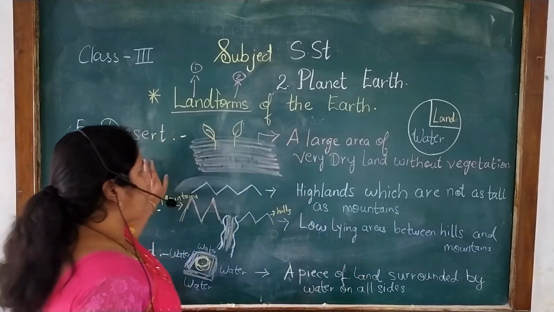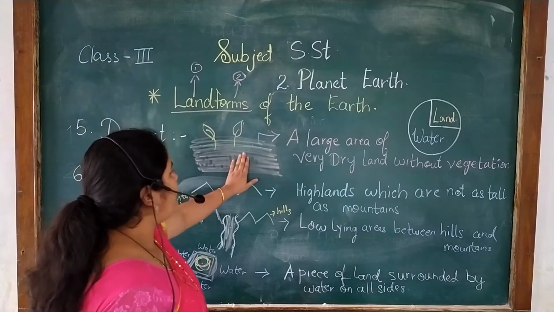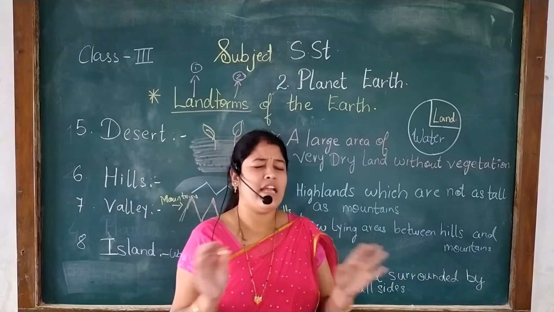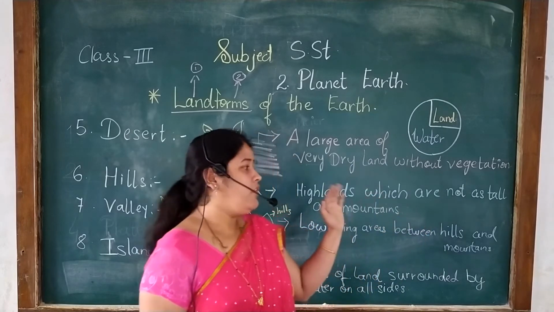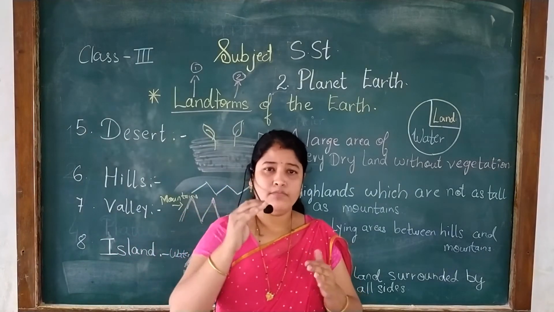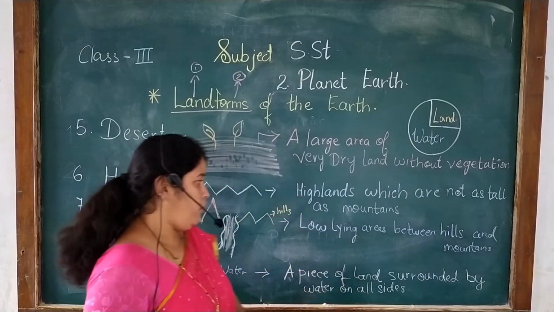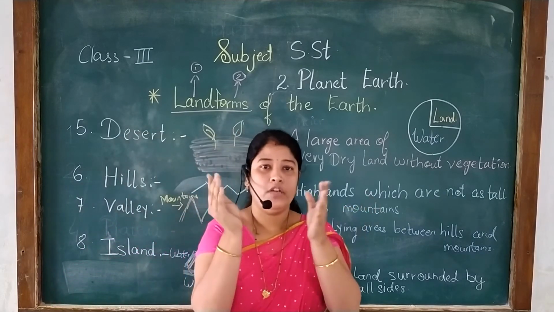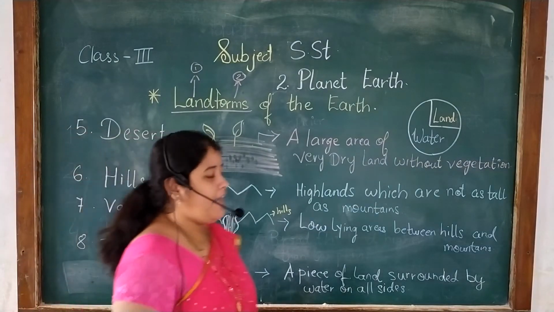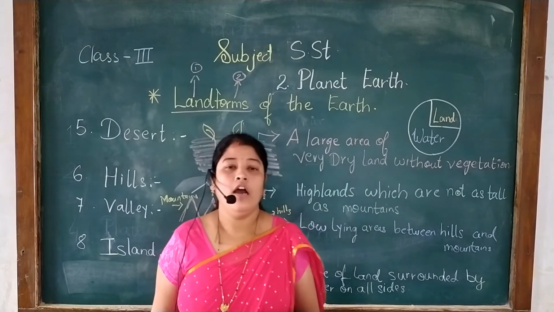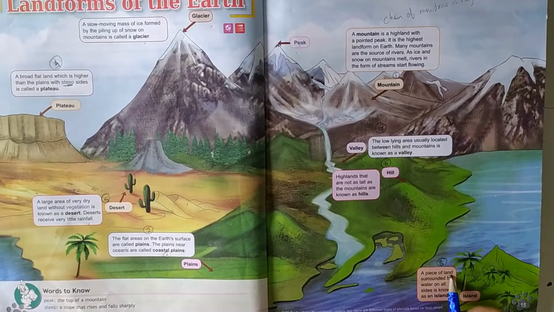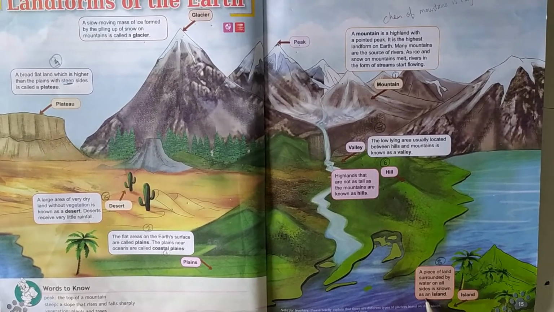Understood? Desert is what? Large area with dry land and without vegetation. Large area, dry land full of sand, example Rajasthan, and without vegetation. Then hills, they are also like mountains, means highlands, but not as tall as mountains, smaller than mountains. Between hills and mountains the area is valley, and island is what? A piece of land surrounded by water on all sides. Understood? Now the last one is island. A piece of land surrounded by water on all sides is known as an island.